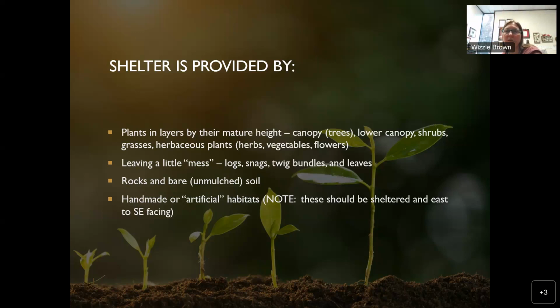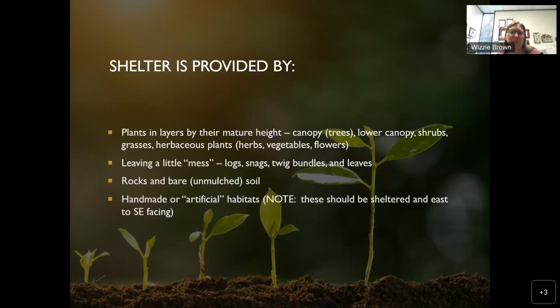It's also important to leave a little mess. This is another one that fits right in with my gardening style personally, because I'm not really great on cleaning up everything in my yard. But again, I want the bugs there. I enjoy seeing them, and so I tend to be okay with that. But you can also create more of a mess if you want, and we'll talk more about that in a bit.